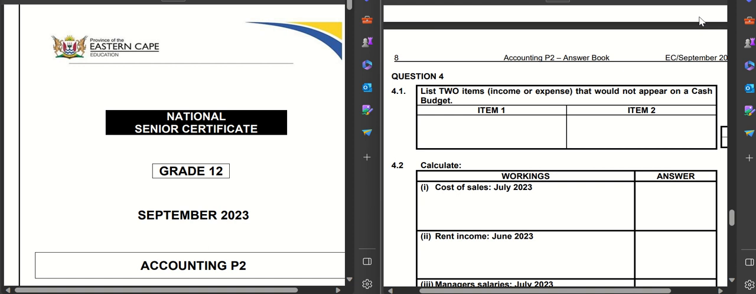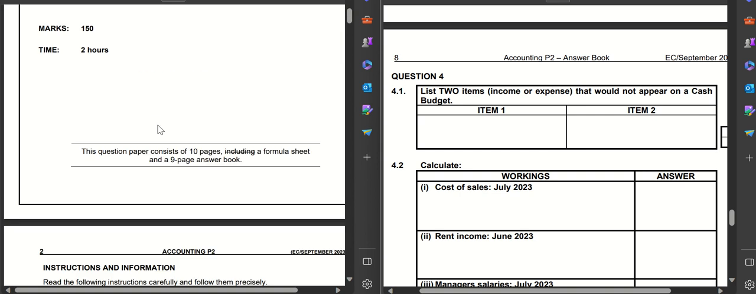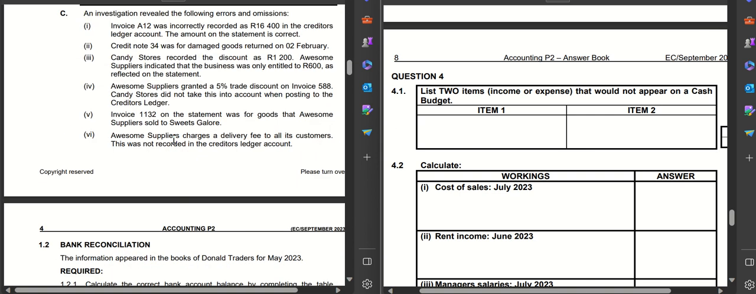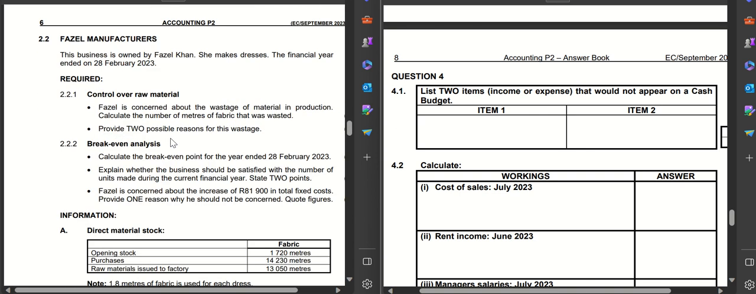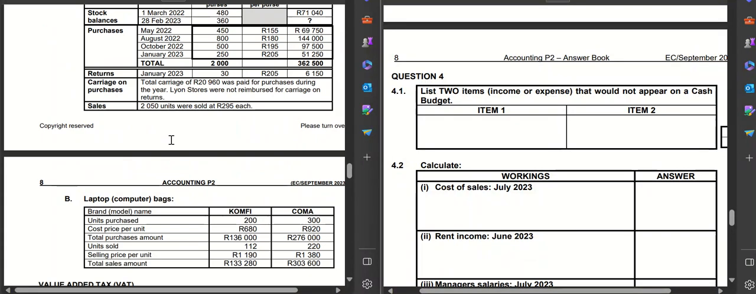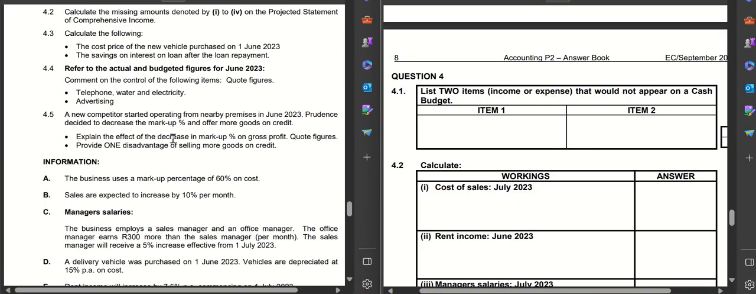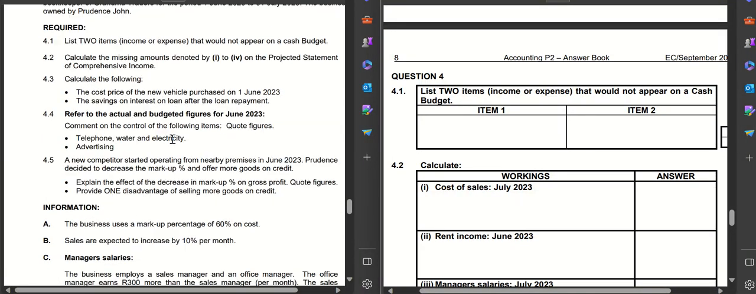In today's class, we're going to be looking at budgets and we're going to focus first on the Eastern Cape paper for the year 2023, and we're going to look at question number 4 of the Eastern Cape Prelim paper. So in this paper, they brought us a projected income statement. I want to encourage you to prepare for both the projected income statement as well as the cash budget. So we should prepare for both the projected income statement and the cash budget.